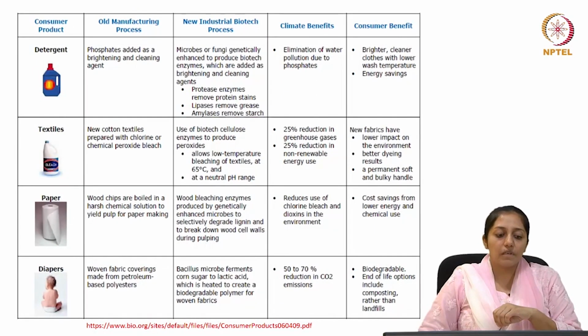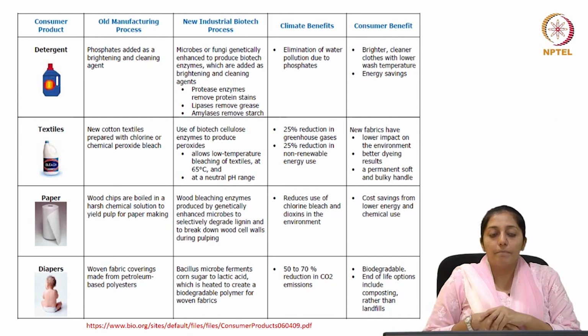Some more examples, like for example your detergent, textile or papers, where bleaching agents are used, like hydrogen peroxide and chlorine, which can cause harm to the environment when released. Or sometimes in the pulp industry, acid is used, harsh chemicals are used.